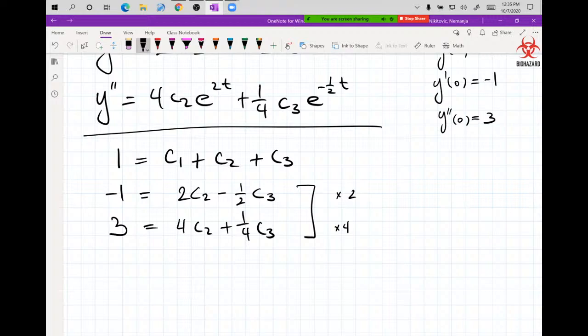If you were taking this class at Rutgers or anywhere else, they don't allow a calculator in differential equations at all. You have to compute everything by hand.